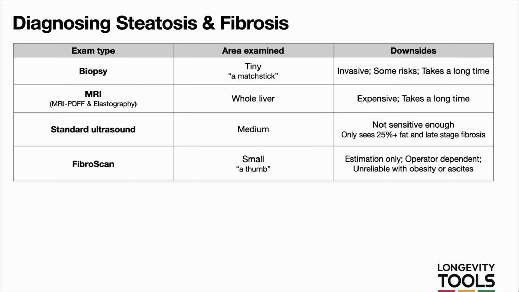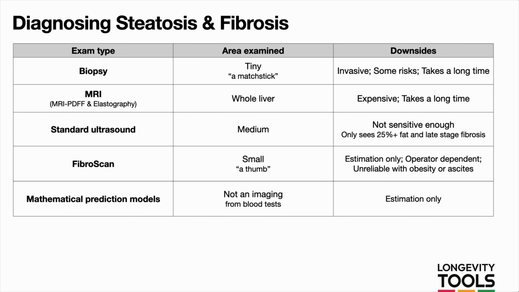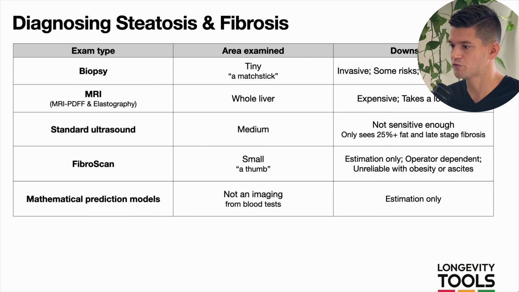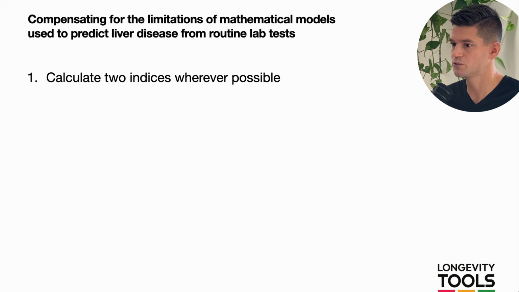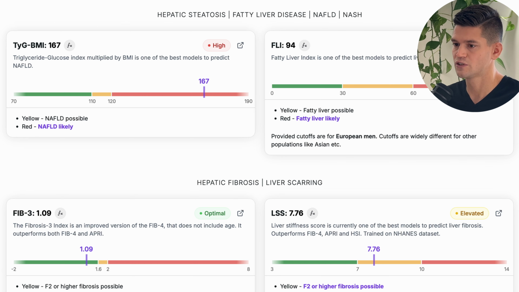So for practical purposes, mathematical models were developed to predict steatosis and fibrosis from routine lab tests. They too have their limitations, but I have built 4 ways to partially compensate for them. First, I calculate 2 indices wherever possible. So these 2 are for steatosis, these 2 for fibrosis, and so on.